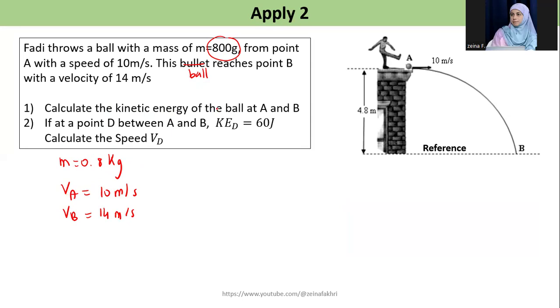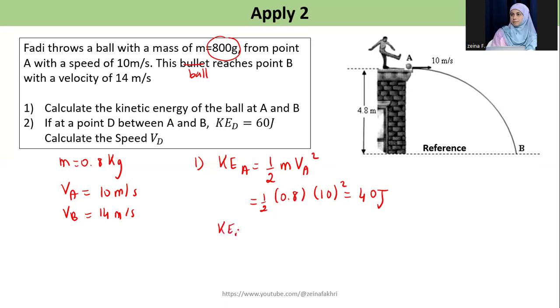Calculate the kinetic energy of the ball at A and B. So the part 1, KE at the point A equal half m VA square. And then we have all the values. So half multiplied by 0.8 multiplied by 10 square, which will be equal to 40 joules. The same thing we'll do for the point B. So it's equal to half multiplied by 0.8, but now VB is equal to 14 square. So the answer will become equal to 78.4 joules.